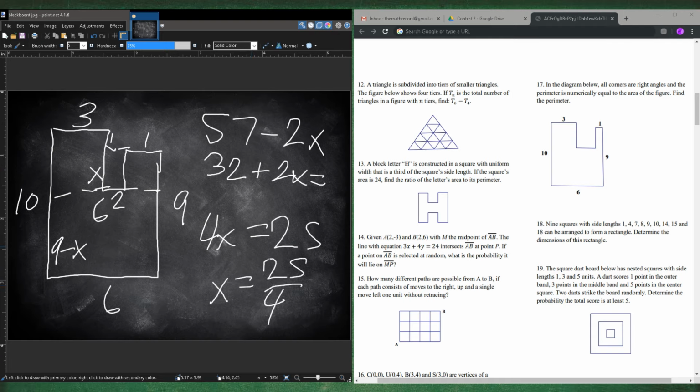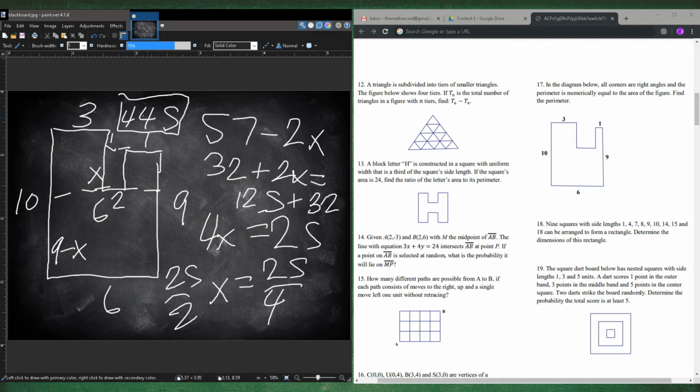So now we get that, and now you just plug it back into 32 plus 2x, which is the perimeter. So 25 divided by 4 times 2 is just 25 divided by 2, which is equal to 12.5. So 12.5 plus 32, you get 44.5. So that's your answer. 44.5 as the perimeter.